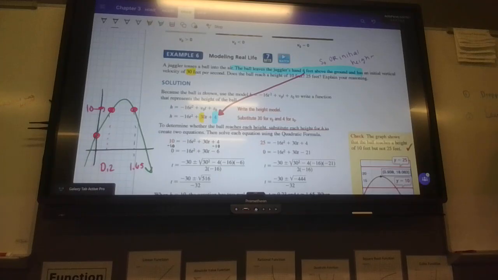Do you guys think that's fast? Is this juggler really whipping that ball in the air, or is it slow? A lot of people say it's fast. So 30 is going in the V0 spot. The question is, will the ball get 10 feet up?